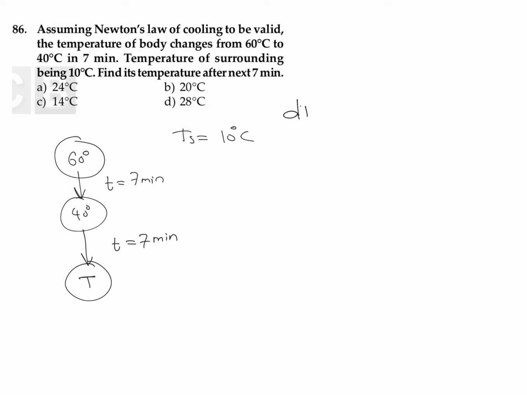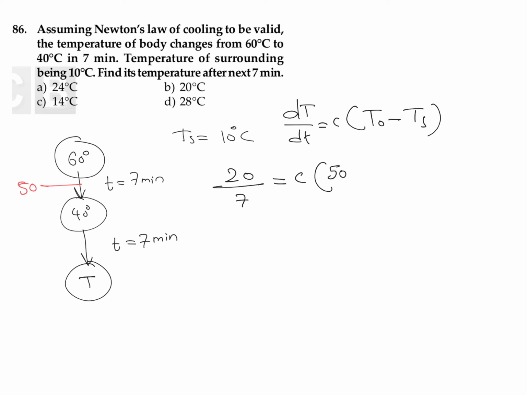Now we can apply Newton's law of cooling, that is dT by dt is equal to a constant times the temperature of the object minus the temperature of the surrounding. So in the first situation, the difference in temperature is 20, 60 to 40, divided by the time taken, that is 7 minutes, is equal to a constant into the temperature of the object. Here we need to take the average value. So it is 60 plus 40, 100, divided by 2. So 50 is the average value. So we can write it as 50 minus the temperature of the surrounding, which is 10.